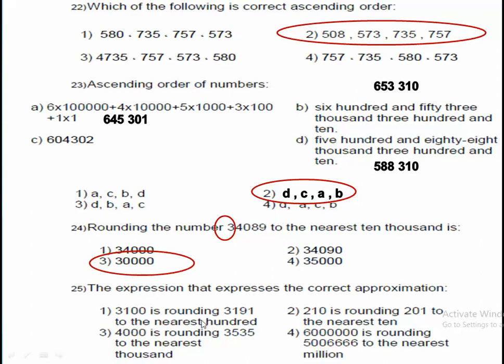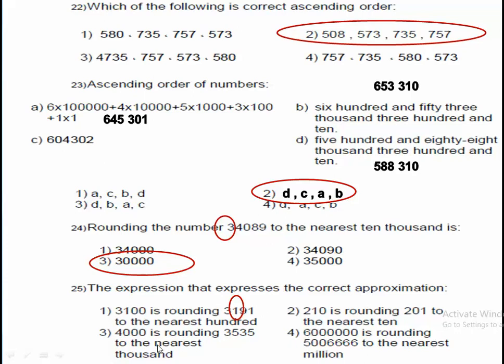3,100 is rounding 3,191 to the nearest 100. Okay, here is the 100. Okay, the next digit is supposed to increase this number, but here it's not increased. Okay, so it should be 3,200. So this is not right.